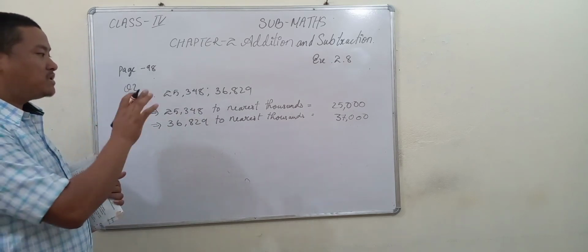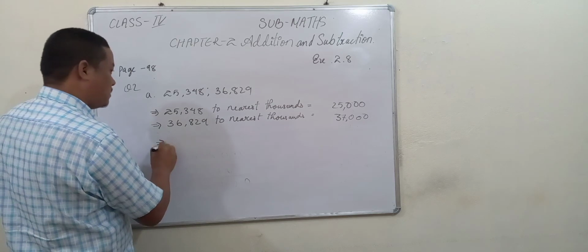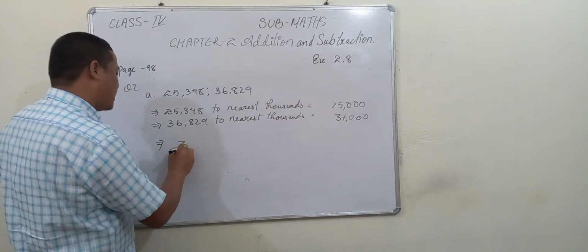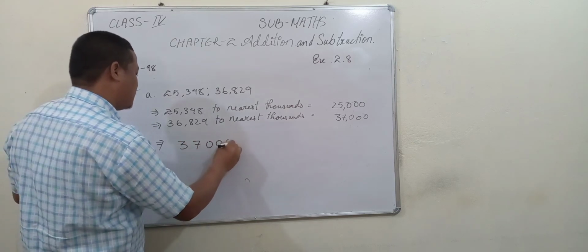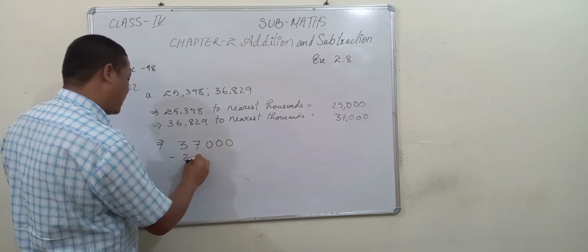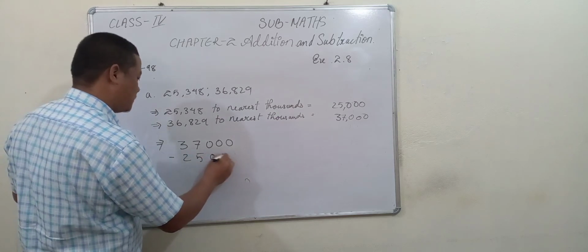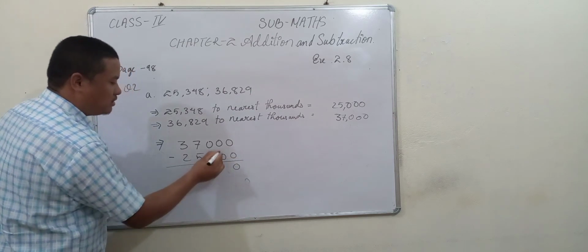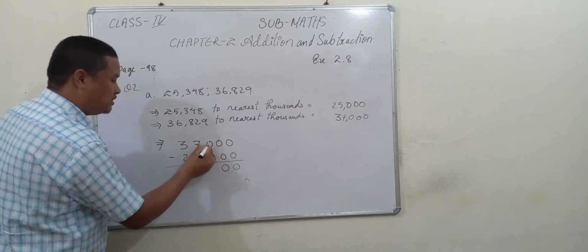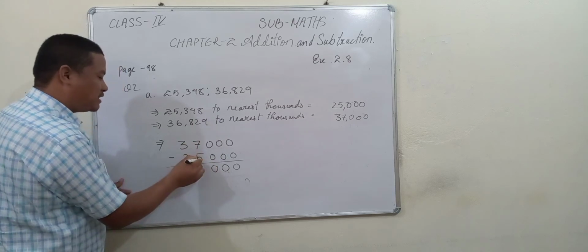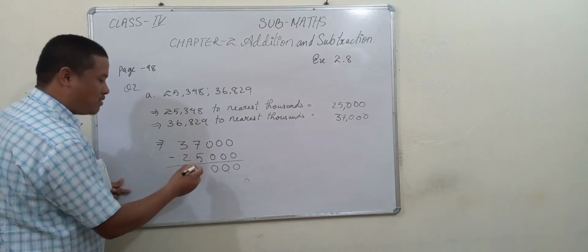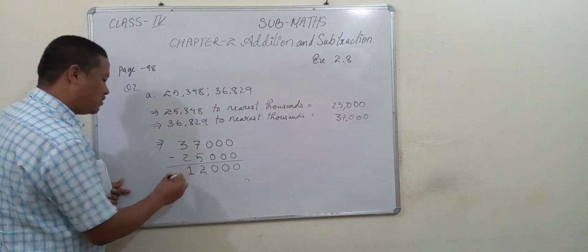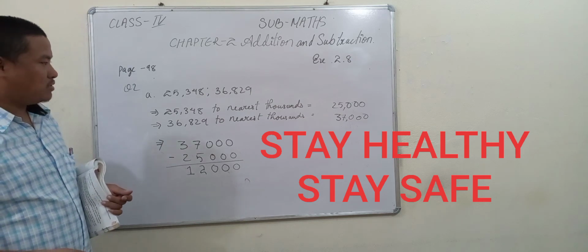Now subtract these numbers. Among these two numbers, which one is big? You will write it outside: 37,000 minus 25,000. Now you minus this one. 0 minus 0 will get 0. 0 minus 0 will get 0. 0 minus 0, 0. 7 minus 5. From 7 just take out 5. How much will remain? Yeah, there is 2. 3 minus 2, you will get 1. 12,000. Okay.